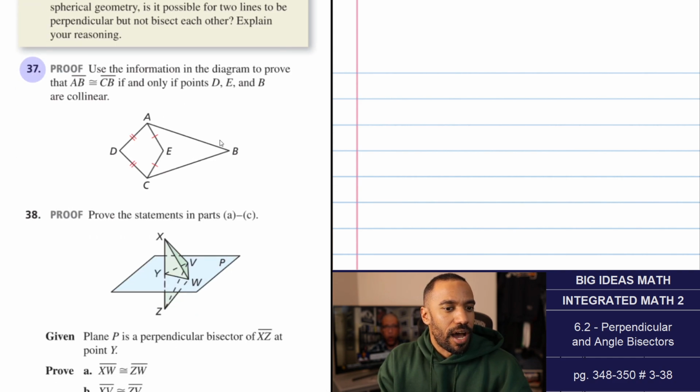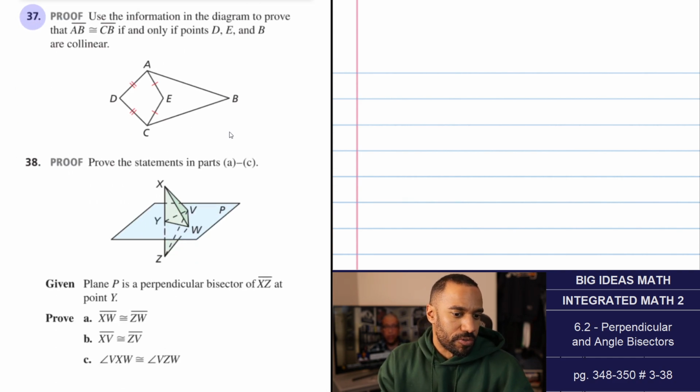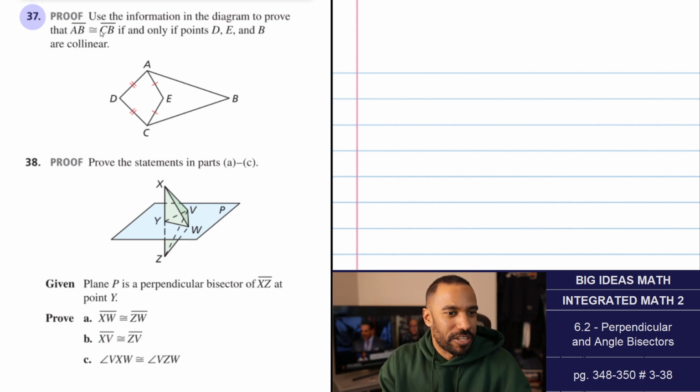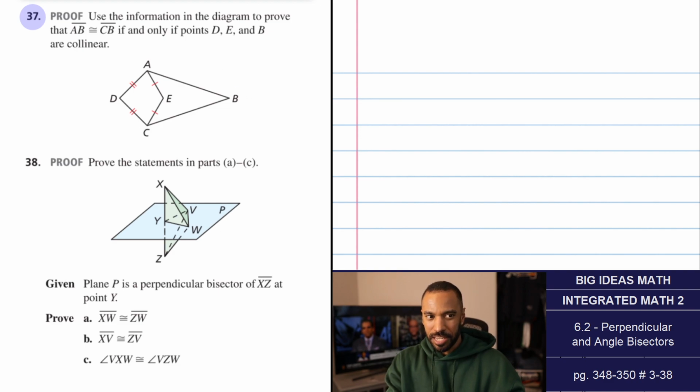Number 37. We're going to do a proof. 37, 38 are proofs. And we have to do 3 proofs for this question here. All right. Use the information in the diagram to prove that segment AB is congruent to segment CB if and only if points D, E, and B are collinear.